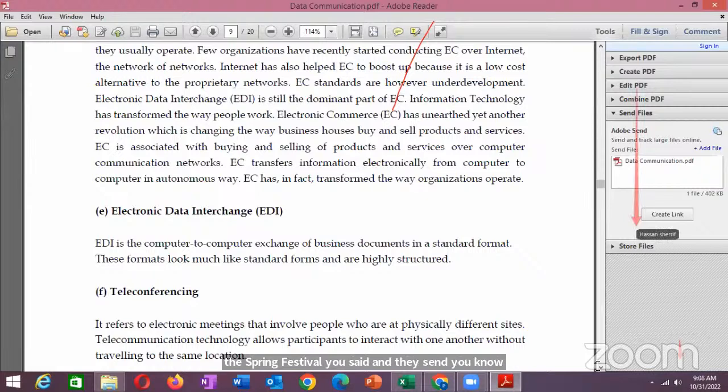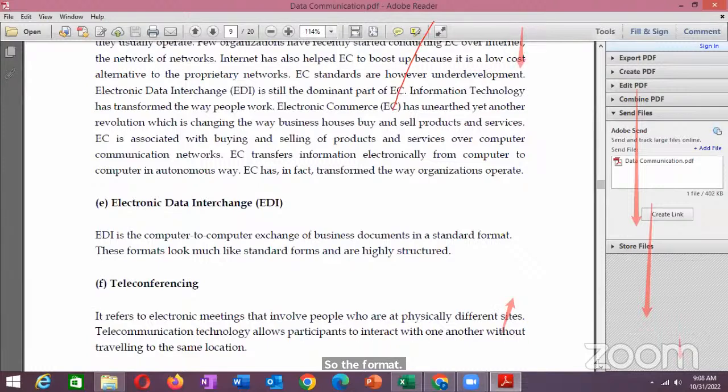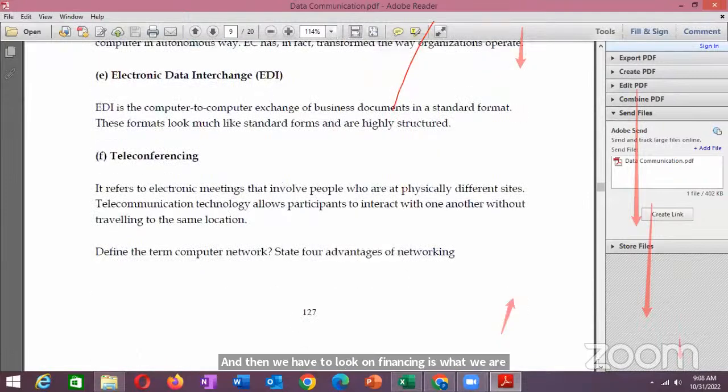You have electronic data interchange. Electronic data interchange is the computer to computer exchange of business documents in a standard format. The format looks much like a standard form and is highly structured. And then we have teleconferencing. This is what we are doing right now. It refers to electronic meetings that involve people who are at physically different sites. Like right now, you are at physically different sites.